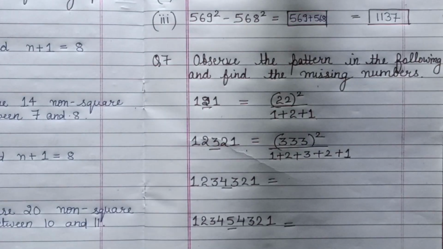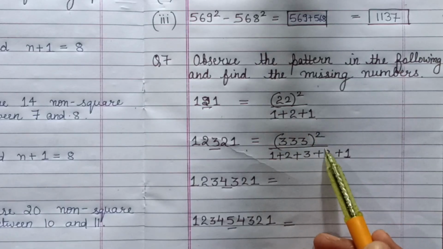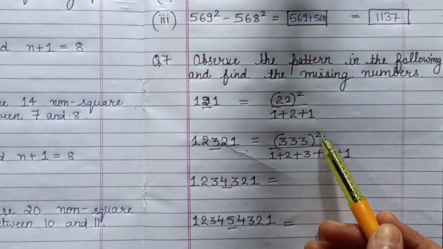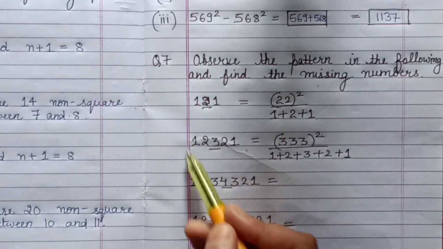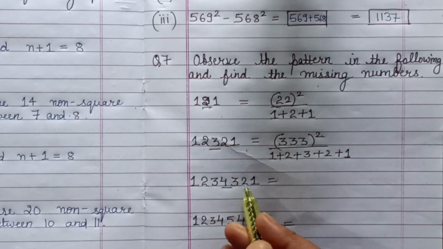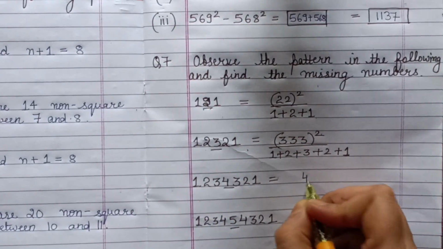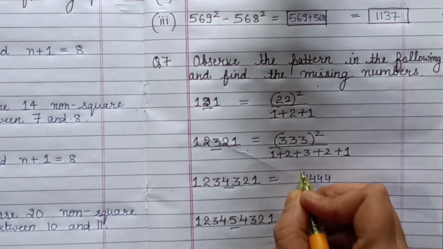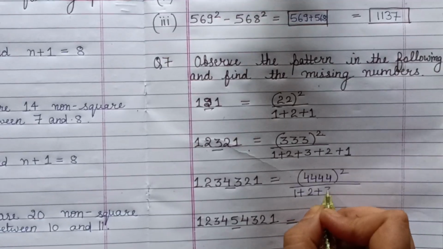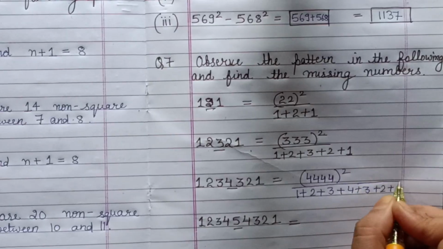I repeat it again. 3 is written thrice in the numerator. This upper one is called the numerator and this is called the denominator. 3 is written thrice in the numerator and then it is squared. After that, the whole numeral is added in the denominator. Similarly, all parts are the same as the first and second. Similarly, I write 4 four times in the numerator, then it's squared, and the whole numeral 1 plus 2 plus 3 plus 4 plus 3 plus 2 plus 1 is added in the denominator.